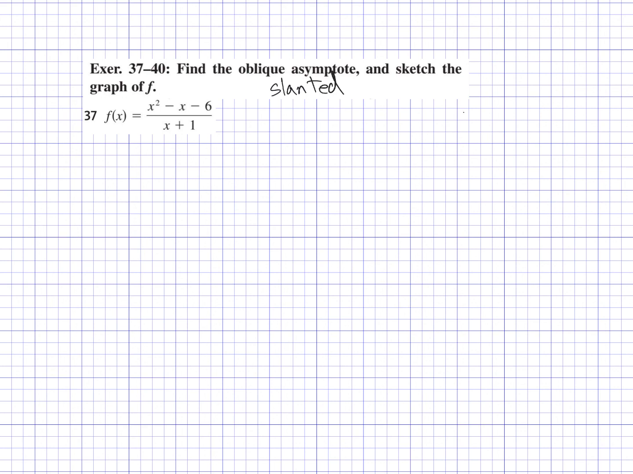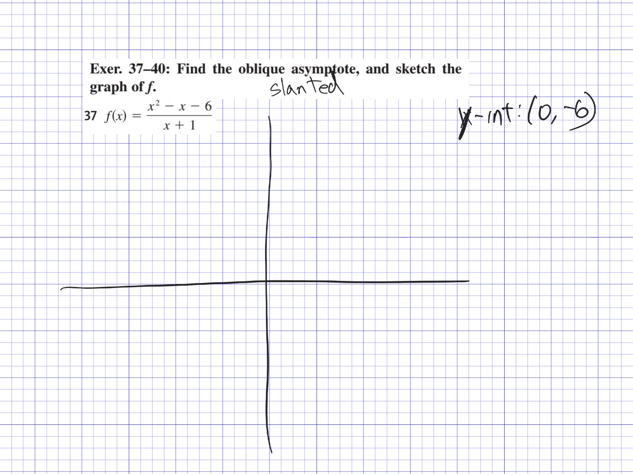All right, so x-intercept or y-intercept, we'll do that first. Y-intercept, when x is 0, we get negative 6 over 1 or negative 6. So negative 6. X-intercept, your zeros of your numerator. So that is x minus 3, x plus 2 factored. So your zeros are 3 and negative 2. Now, vertical asymptote, it'd be negative 1, makes your denominator equal to 0.